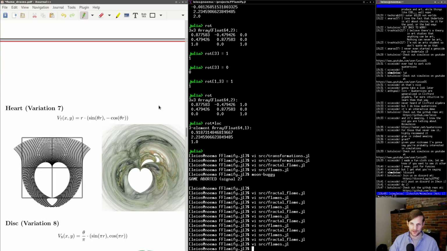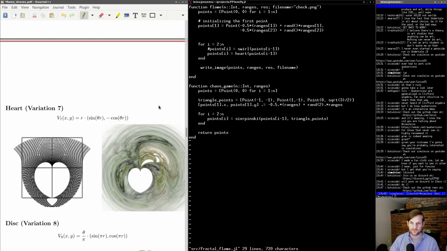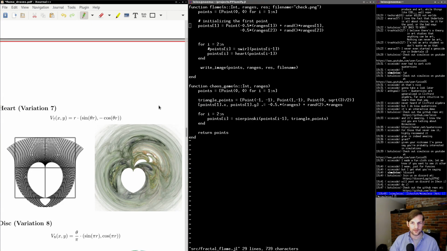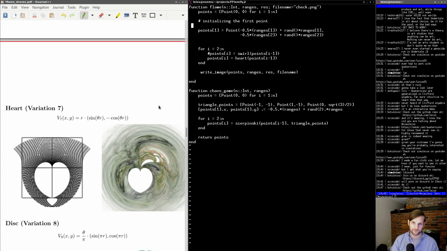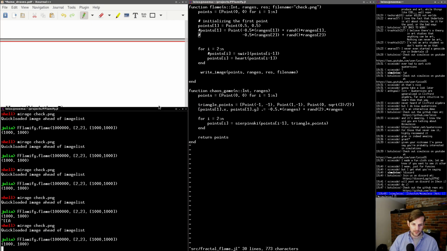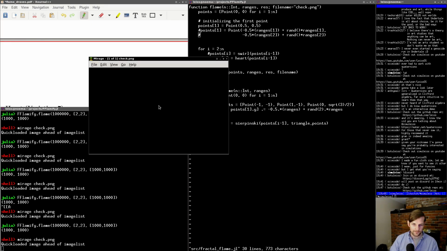So let's quit here, fractalflame.jl, and let's make it so the ranges are smaller, maybe. In fact, let's give it an initial point to start with. So we're going to say points of 1 is going to be equal to the point 0.5, 0.5. All right, and we're going to comment this out really quick. Write that, go over here, flamify, check.png. We're seeing nothing.